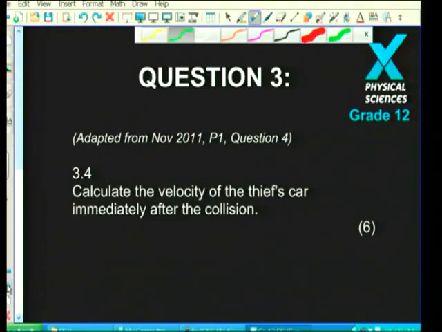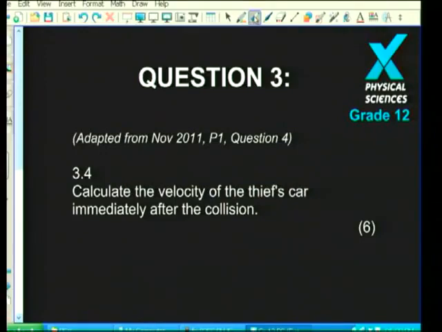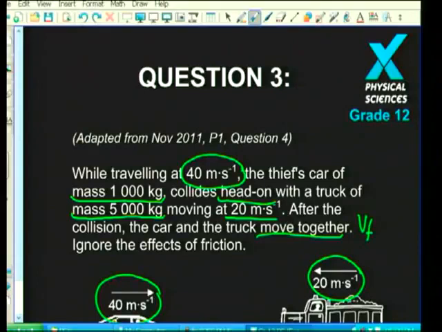Calculate the velocity of the thief's car immediately after the collision. So once again, we've got velocity, and this is going to be the final velocity of the thief's car. I did say to you at the beginning that they said in the question that they move together. So their final velocity for the truck and the car will be the same. Let's just check we've got all the information. While traveling at 40 meters per second, the thief's car with its mass collides head-on with the truck of that mass moving at 20 meters per second. They're colliding head-on. I'm taking this from the previous question, that was going east, and this would be going west if they're going in opposite directions.